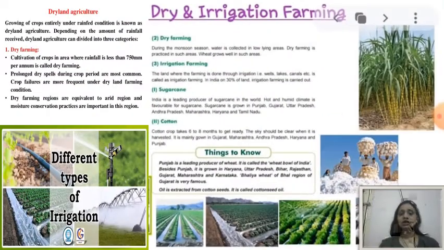The next type of farming is dry and irrigation farming. During the monsoon season, water is collected in the low-lying areas. Dry farming is practiced in such areas. Wheat grows well in such areas. आप लोगों ने मैप अभी 2 स्लाइड पहले जब देखा तब भी आपने देखा था कि जो wheat है उसको इतना ज़्यादा वाटर की ज़रूरत नहीं होती है. That's why it comes in dry and irrigation farming. Okay. Cultivation of crops in areas where rainfall is very low, that is less than 715 mm per annum, is called dry farming. Okay.